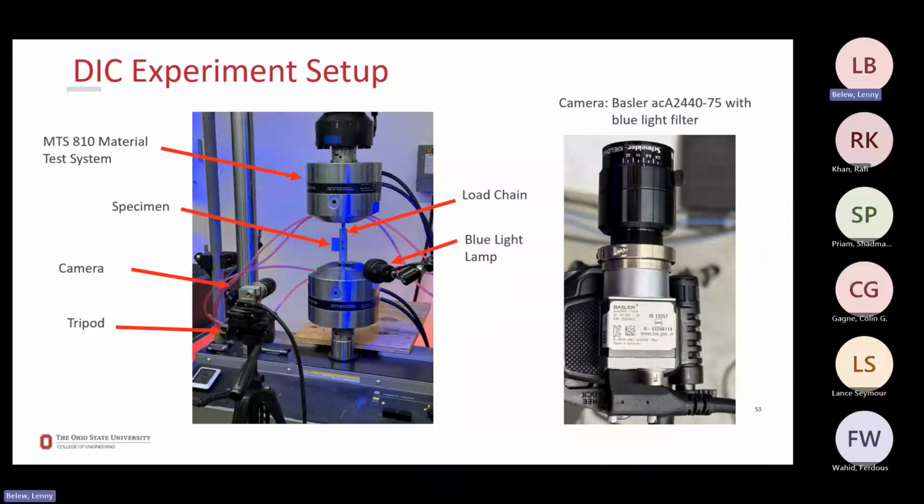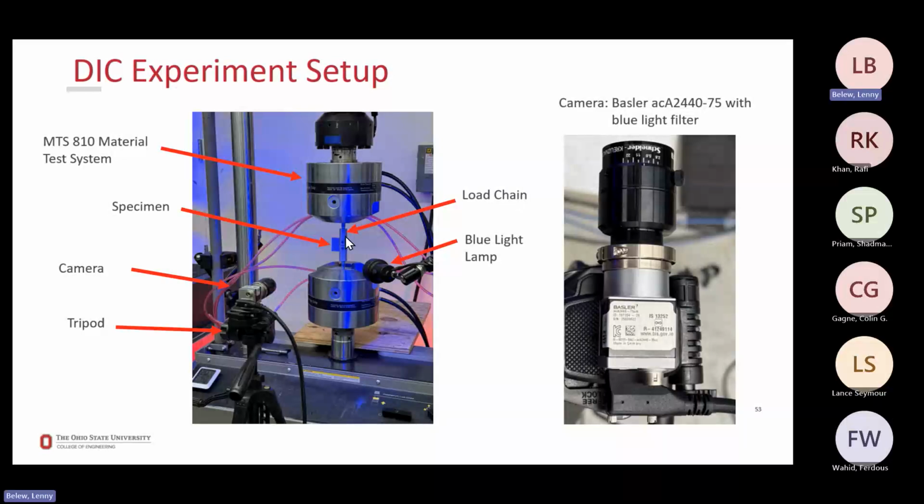So here's our DIC experiment setup. This picture on the left was taken just before we ran the test. You can see the material test system. It's the two cells and then basically everything else around the perimeter. We have our specimen loaded right here. And then our camera and tripod set up.